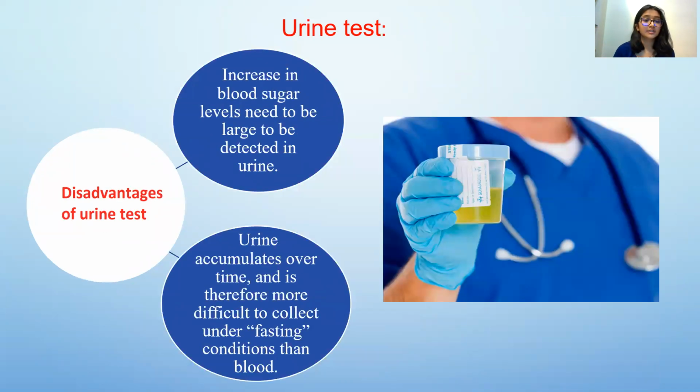Now, disadvantages of urine test. Number 1, increase in blood sugar levels needs to be large to be detected in urine. Number 2, urine accumulates over time and is therefore more difficult to collect under fasting conditions than blood.